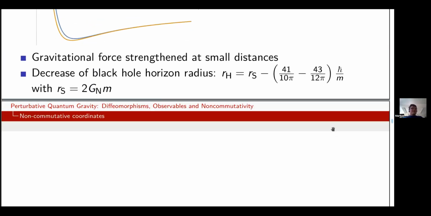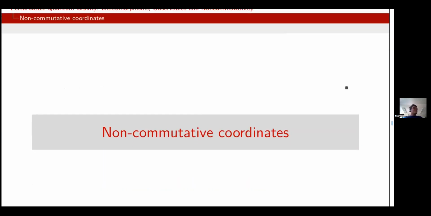And then I think I'm almost out of time, so let me come to the last part, which is non-commutative coordinates.